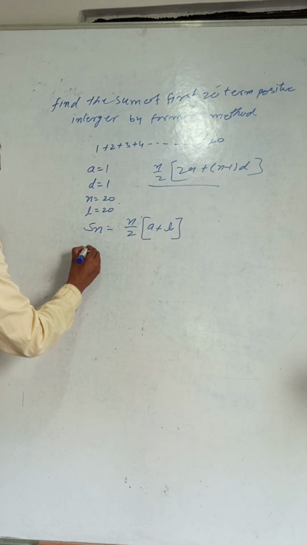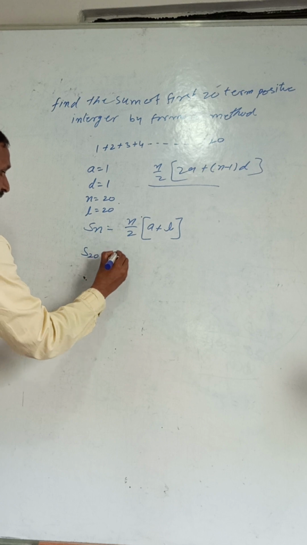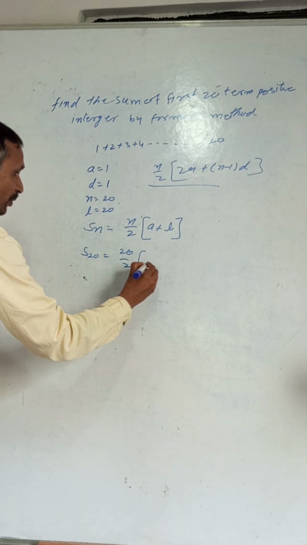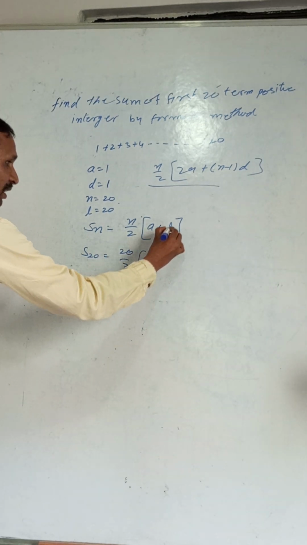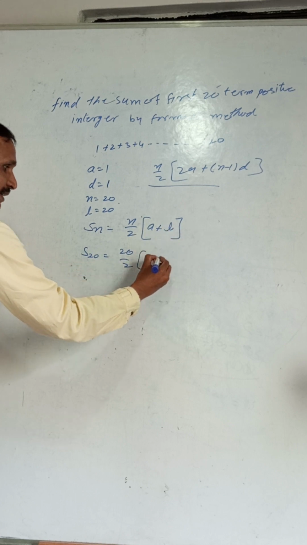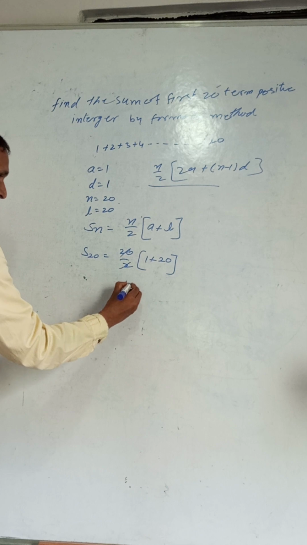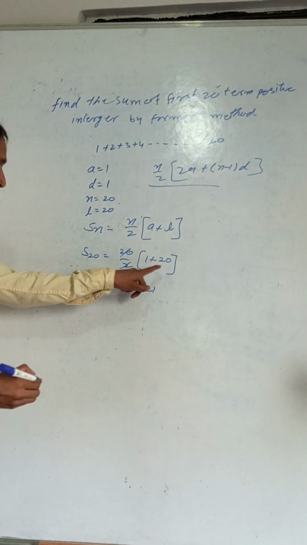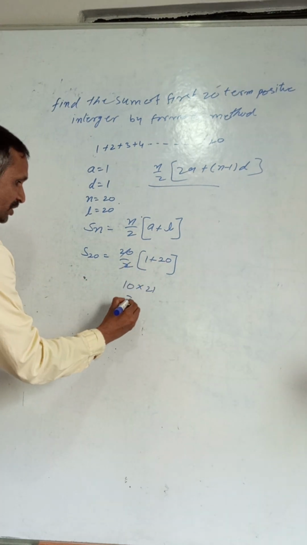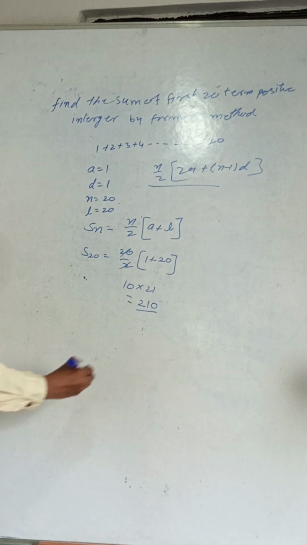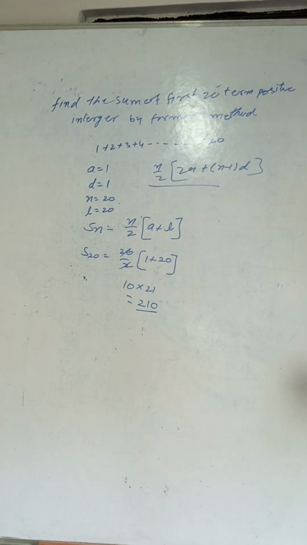So here we write S20 is equal to 20 by 2 into (a plus l). What is a? 1. Plus what is l? 20. So we got 10 into 21, since 20 plus 1 is 21, which is equal to 210. So the answer will be 210. I hope you understand it.